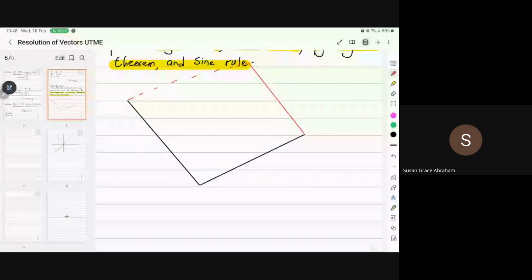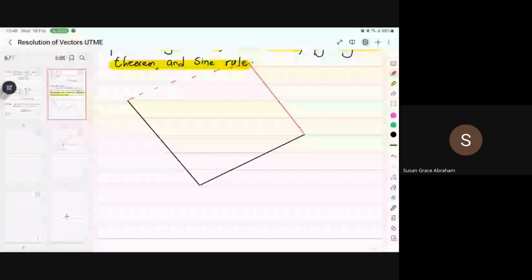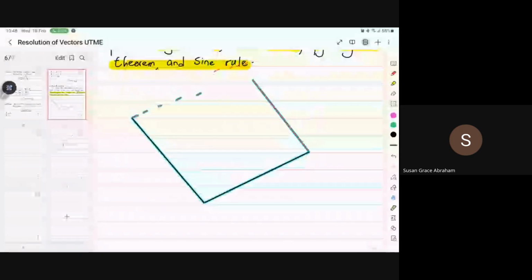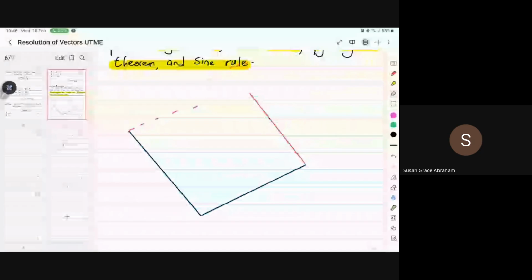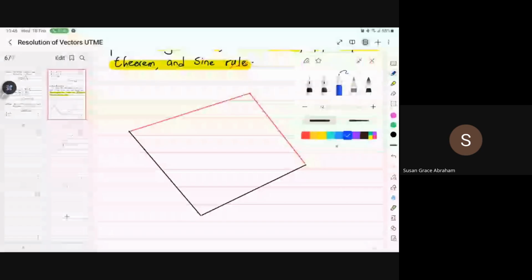So now, when two vectors are represented by the adjacent sides of a parallelogram, let me complete that very parallelogram. Now you have completed it. Let me move this a little bit so it doesn't interfere with the others. This is your parallelogram now. So it says that if two vectors are represented by the adjacent sides of a parallelogram, then the diagonal drawn from the common point of the two of them will give you the resultant vector.